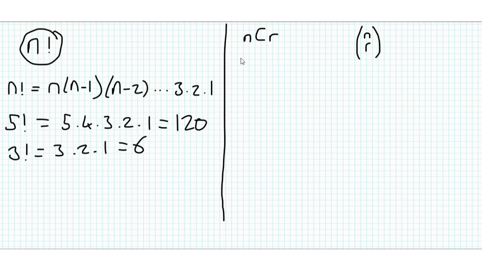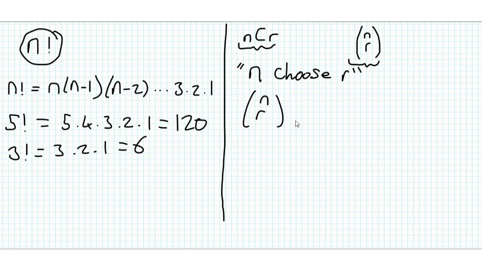And here we go. Both of these notations mean the same thing, and that is n choose r. So it's basically the amount of ways we can choose r objects from a set of n objects. And there is a formula for this. n choose r is equal to n factorial over r factorial multiplied by n minus r factorial.